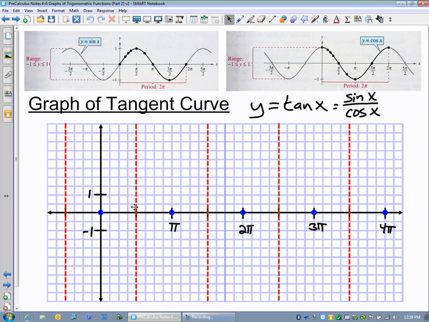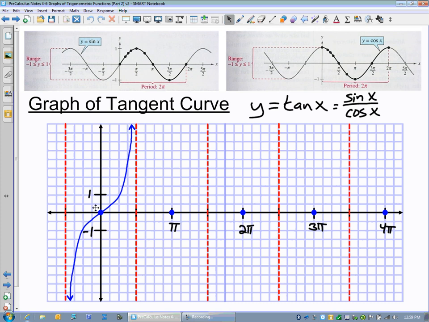So the graph will go upwards in this quadrant. And in 0 to negative pi over 2, which is quadrant 4, we have a positive cosine and a negative sine. So a negative over a positive is going to be a negative. And that will be how the graph goes in quadrant 4.